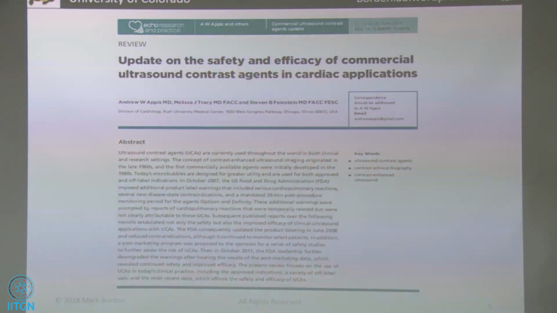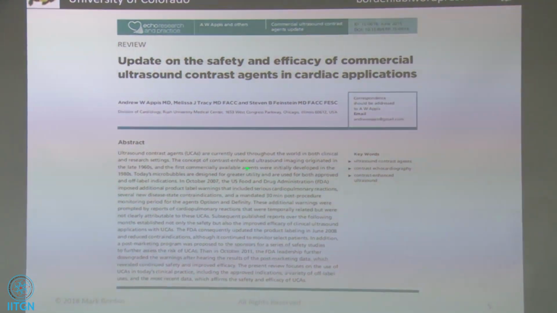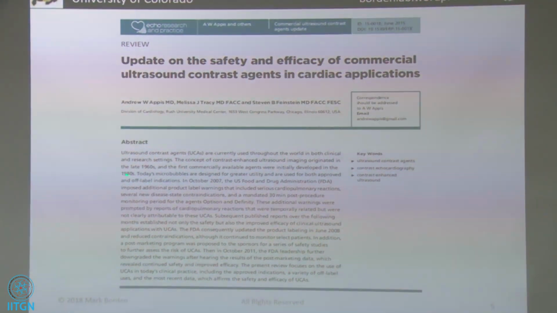And that kind of spurred the whole idea, once it was determined that these were bubbles, to create your own bubbles, inject them, and use them as contrast agents. And the first commercially available agents were initially developed in the 1980s. It took another 20 years to get past that. And believe it or not, what was developed in the 80s and 90s is basically what's commercially available today. So again, they're quite crude formulations. I think from an engineering perspective, we can say that.